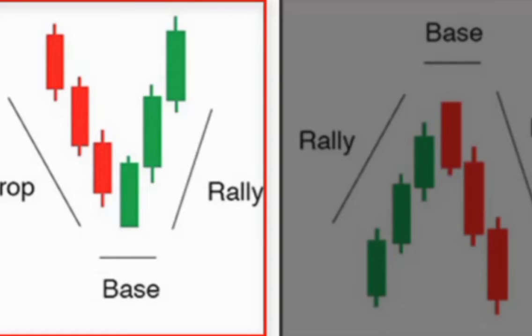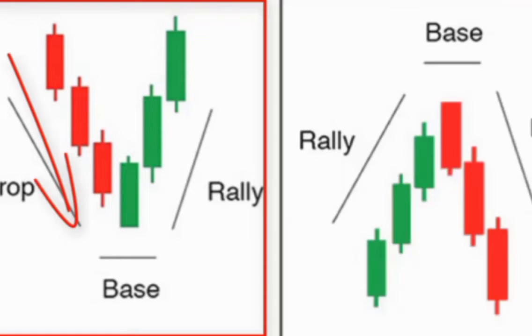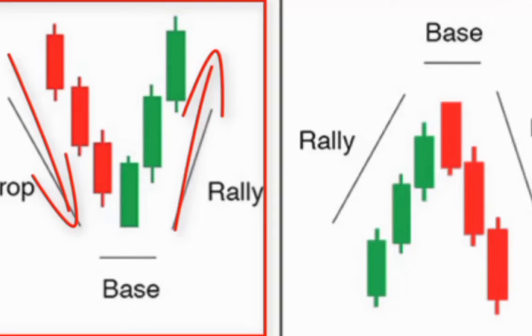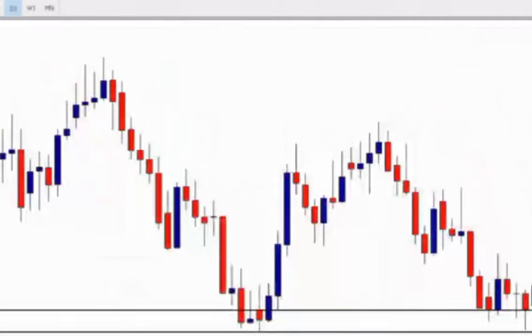Whereas both rally base rally and drop base drop zones only form during trending movements, the drop base rally zone will only be found when the market changes from moving down to moving up. If the market was to return to the drop base rally demand zone, it should push the market in the direction of the rally which created the zone. Let me give you an example.